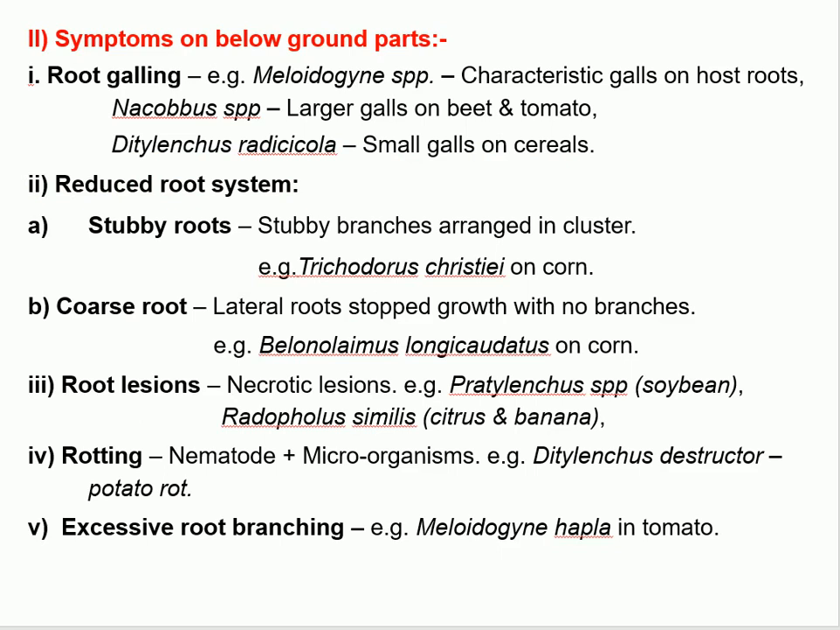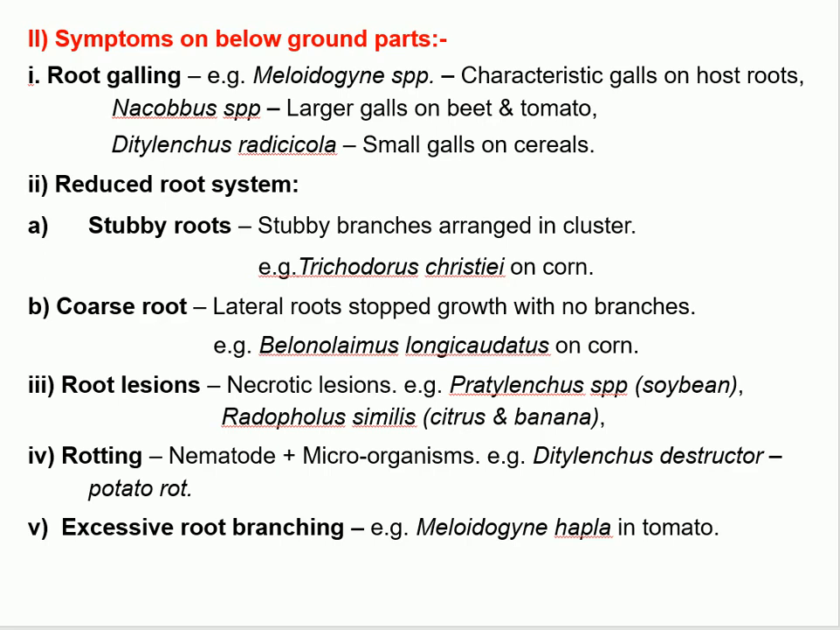Second, that is symptoms on below ground parts, in which first is root galling. For example, Meloidogyne species produces characteristic galls on host roots. Nacobbus species produces large galls on beet and tomato. Ditylenchus radicicola produces small galls on cereals.